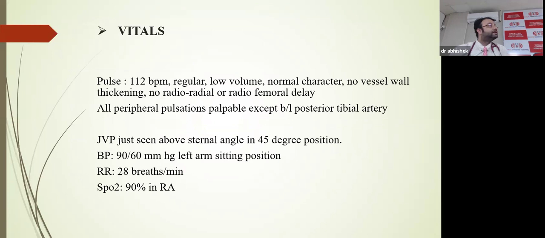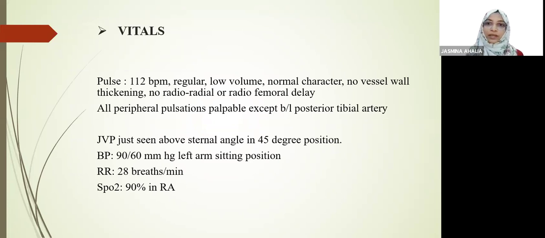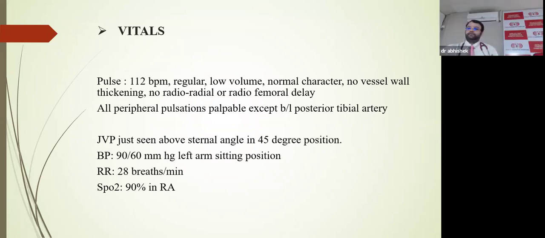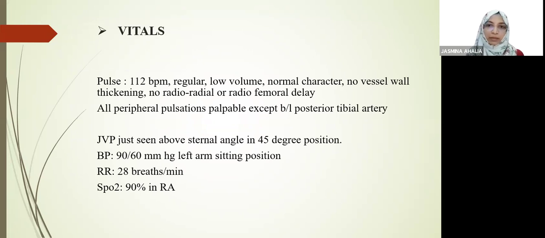And coming to vitals, pulse rate 112 beats per minute, regular, low volume, normal character, no vessel wall thickening, no radial or radiofemoral delay, all peripheral pulsations palpable except bilateral posterior tibial artery. JVP just seen above sternal angle in 45-degree position. BP was 90/60 millimeters of mercury, left arm, sitting position. Respiratory rate 28 breaths per minute, saturation 90% in room air.